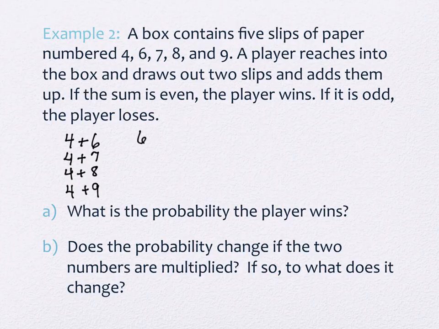So a 6. Yes, there's a 6 and a 4, but it's already on my screen, so I don't list it again. But I could do a 6 and a 7, or a 6 and an 8, or a 6 and a 9. Okay, what would be next? 7 and 8, 7 and 9. And what's my last one missing? 8 and 9. Okay, so let's go through and find all these sums.